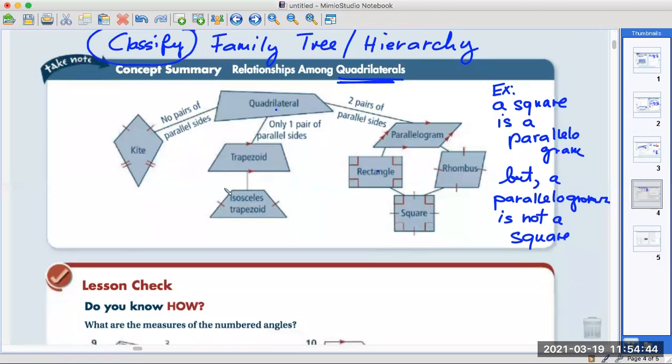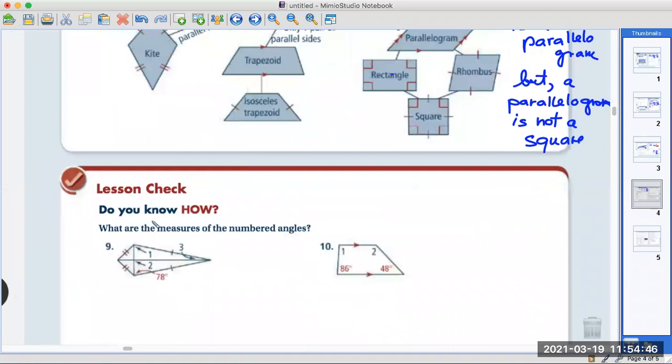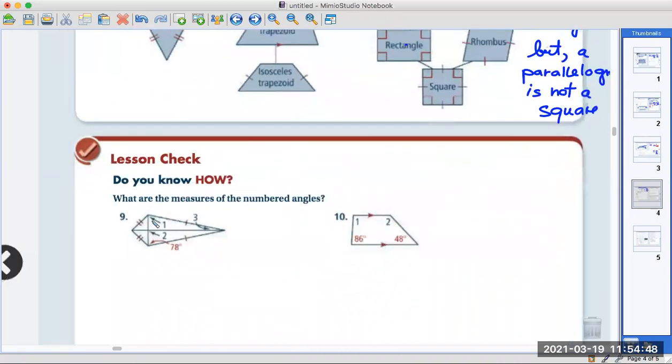Okay, just to show you this. And now on our homework, what are the measures? This is a kite. Yeah, this is a kite. You got to find the angles here. And then number 10 is a trapezoid.